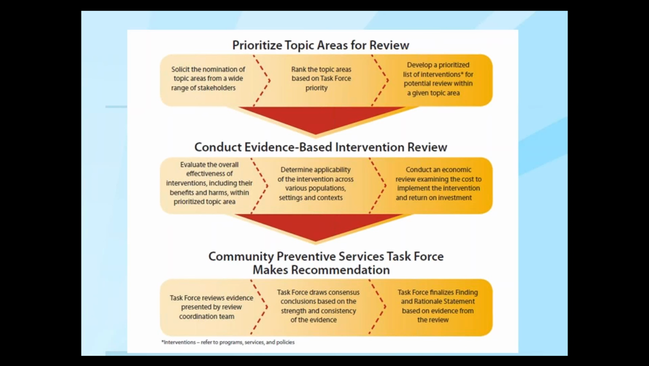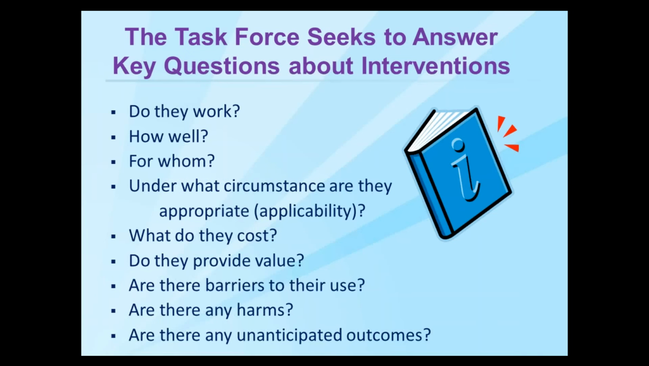Next slide. So what is it the task force is actually looking at? Next slide, please. The task force is seeking to answer a number of questions. Of course, we want to know whether an intervention works, but not just that, how well? And does it work for different groups of people, different racial ethnic groups, different people, urban, rural? And under what circumstances are these things appropriate? Is it applicable in a wide range of settings and situations? Really importantly, how much do these things cost? Do they provide value? Are there any barriers that people could come across in trying to use them? Are there any harms? And might there be any unanticipated consequences?